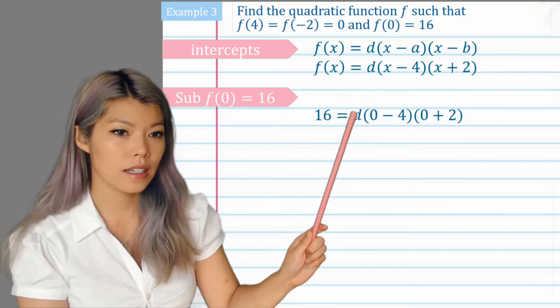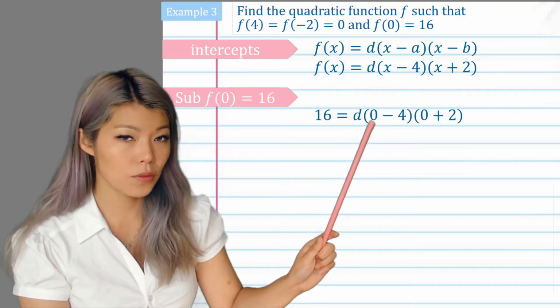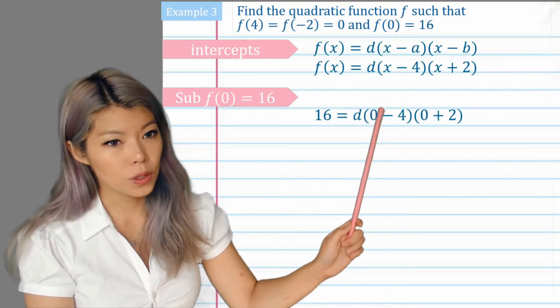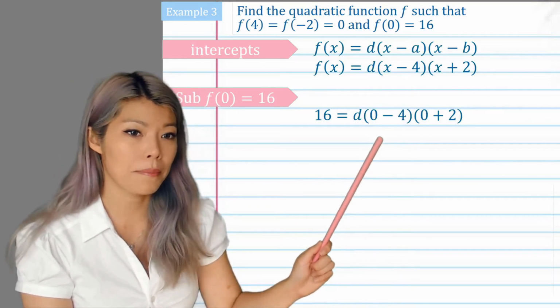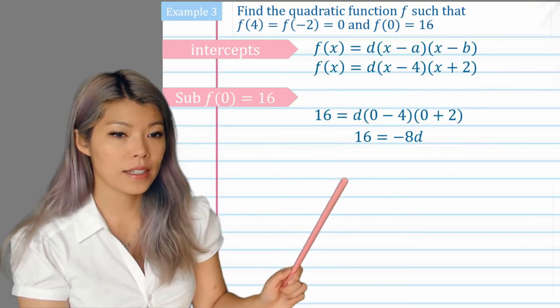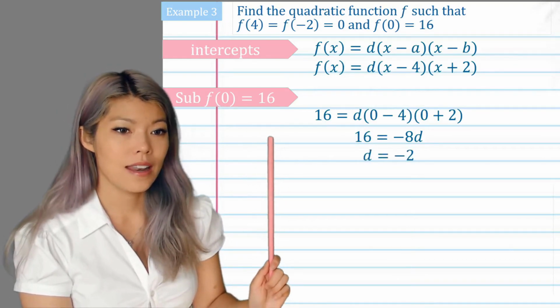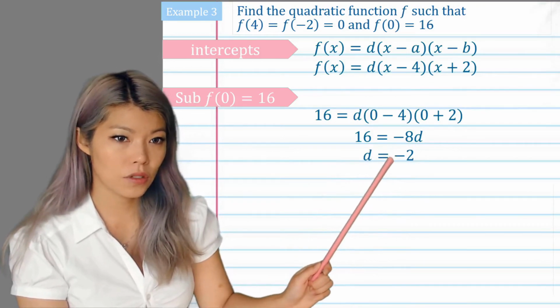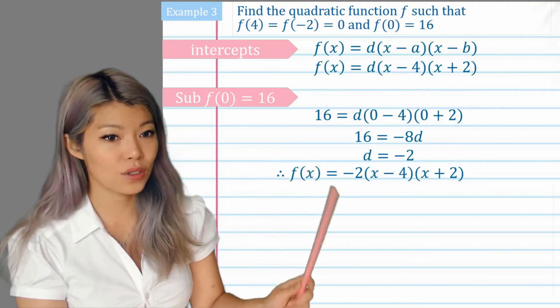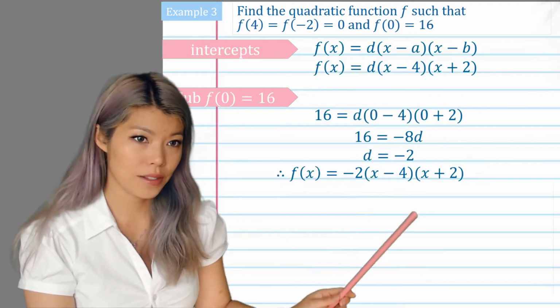We have 16 equals d times (0 minus 4) times (0 plus 2). Minus 4 times positive 2 is minus 8. So now dividing both sides by minus 8, we get 16 divided by minus 8 is negative 2. So now we have d is negative 2. Plug it into the equation, we have f(x) equals negative 2 times (x minus 4) times (x plus 2).